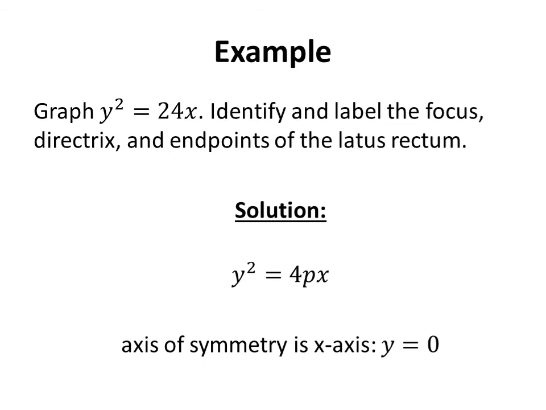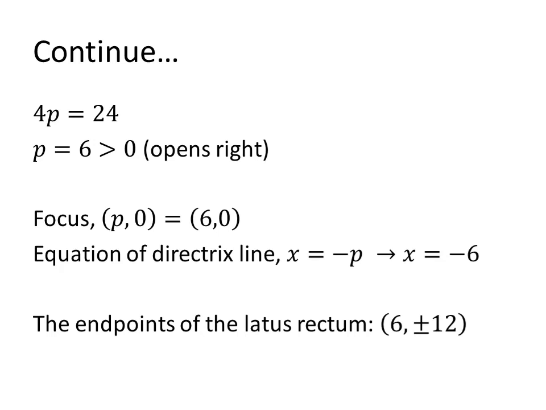Example: graph y squared equals 24x. Identify and label the focus, directrix, and endpoints of the latus rectum. Solution. The standard form that applies to the given equation is y squared equals 4px. Thus, the axis of symmetry is the x-axis, which is y equals 0. Set 4p equal to 24. Therefore, p equals 6. Since the value of p is positive, the parabola opens right.